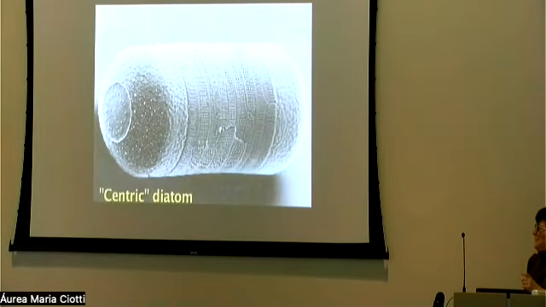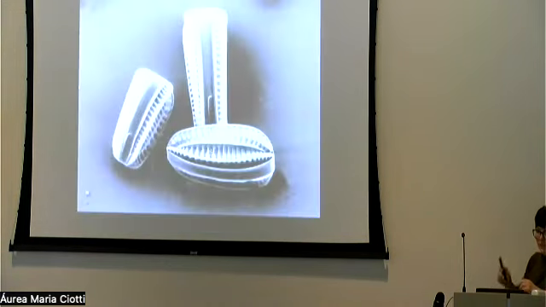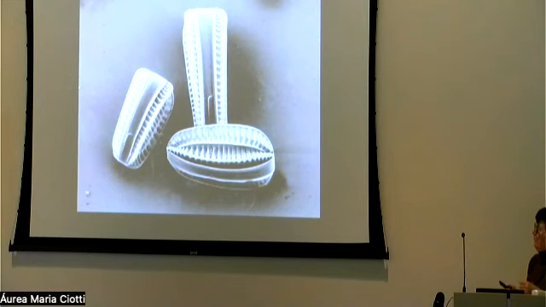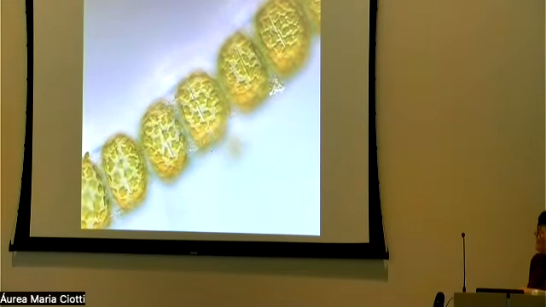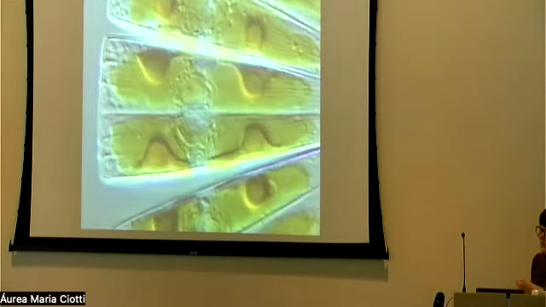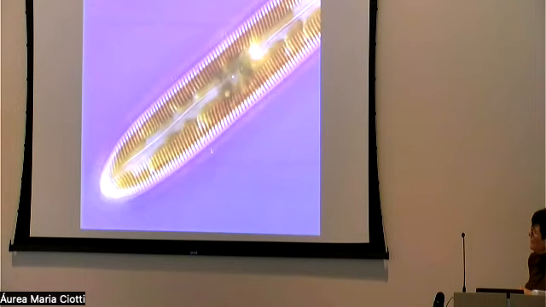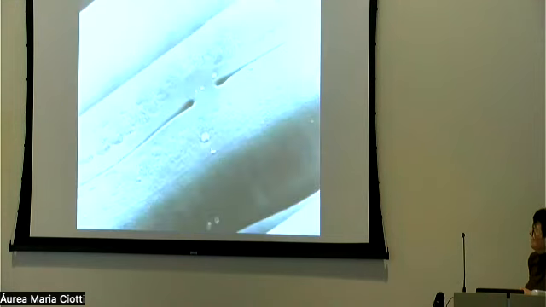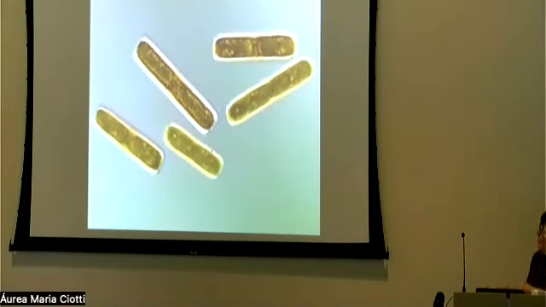It's a centric pattern. And some can move by secreting a mucilage through this little structure that's called the raphe. And it slides over surfaces. So these are the chloroplasts that we extract with acetone. A little detail on the raphe, and then it's going to show you the movements of diatoms over a surface.